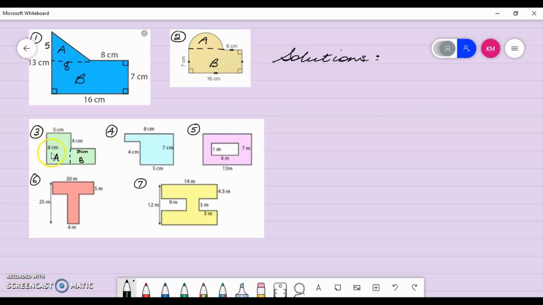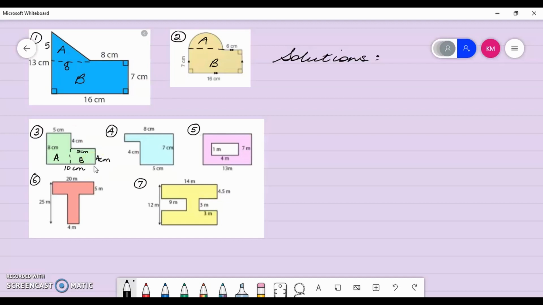If I know this distance here is 8 centimeters and I know this vertical distance here is 4, that should tell me that that remaining distance there is 4 centimeters. So here should be 4 centimeters. Now let's look at this horizontal distance. I have here being 5 centimeters and I have here also being 5 centimeters. So that should tell me that that entire distance there is actually 10 centimeters.